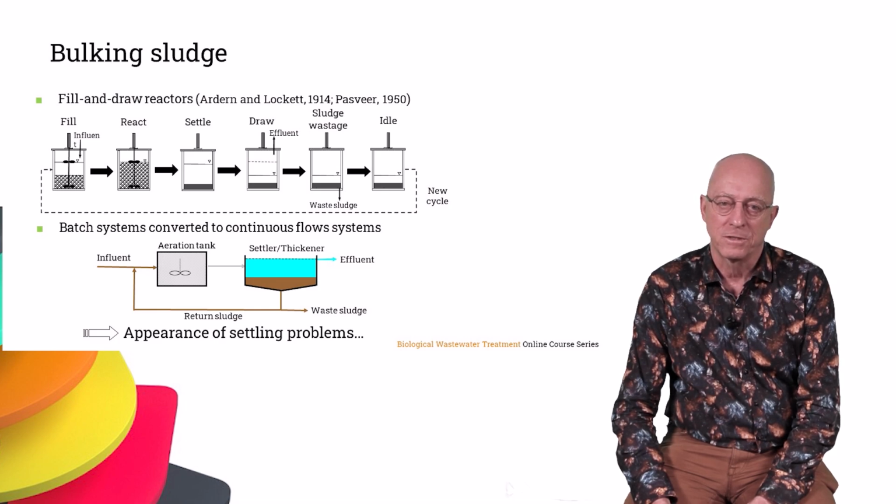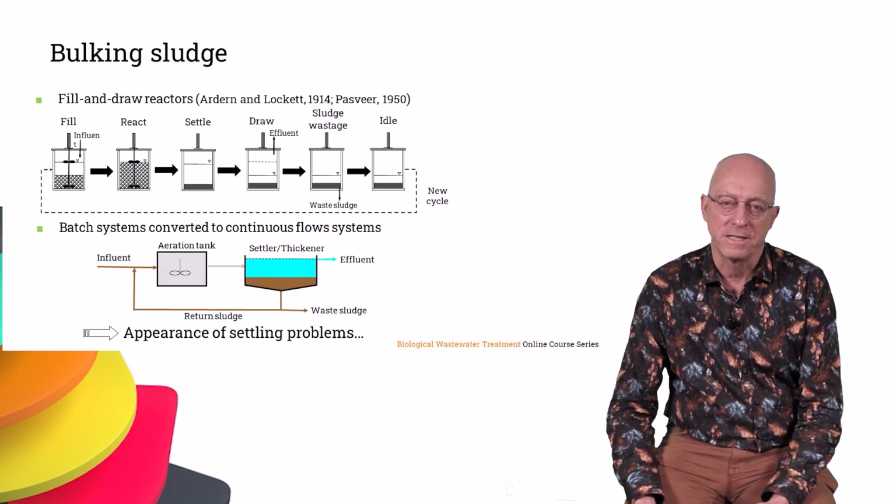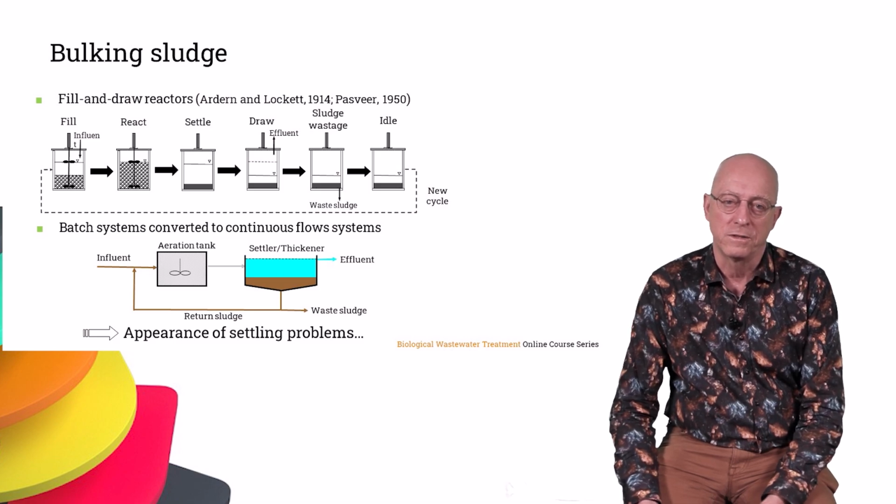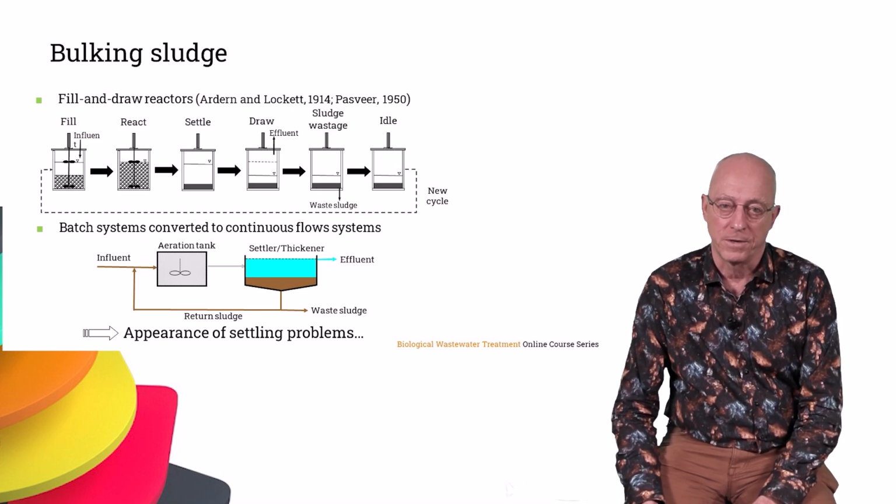In this case, the sludge gets loaded with high organic carbon at the start of the cycle, and during the cycle the carbon disappears from the water and you end up with clean water. Such a sequencing batch reactor is a more complex operation than a continuous operation. So in the case of Ardern and Lockett, but also in the case of Pasveer, engineers wanted to go to more continuous operation instead of these fill and draw reactors.